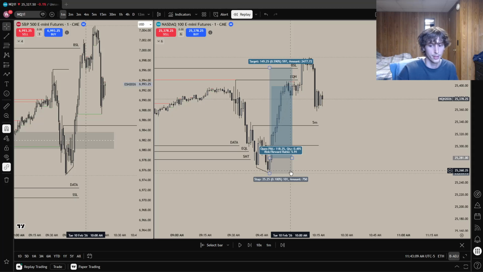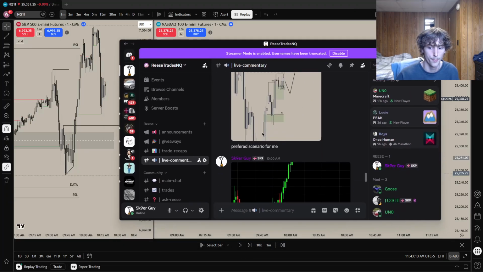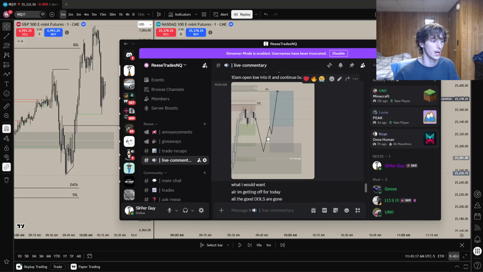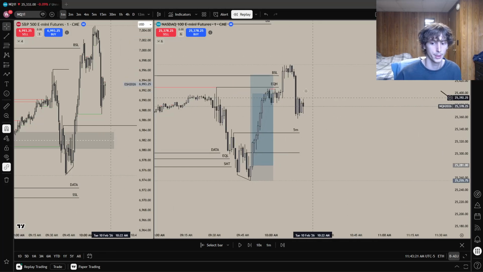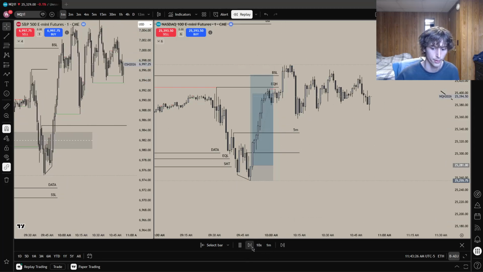Discord below, I posted my live thought process. As you can see, I'll show you right here real quick. You can see my bias was bullish, and then took this 30-second, and then possible continuation after that, which we just never got. And then told everybody to get off because now price is going to accumulate. And what did it do? Exactly that, right? We just chop around for the remainder of the day.